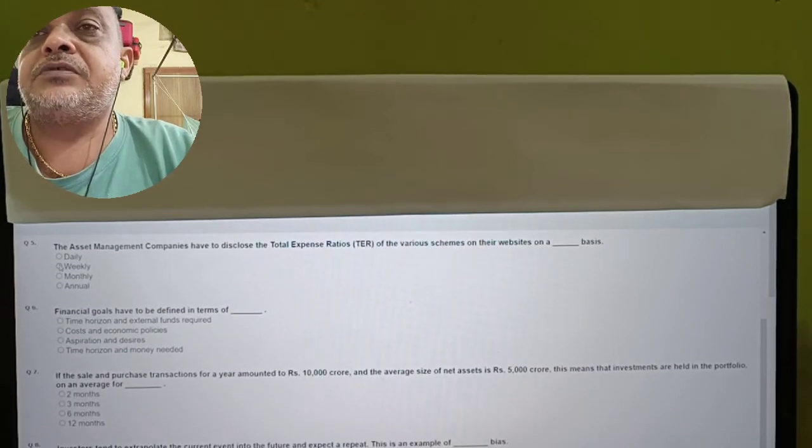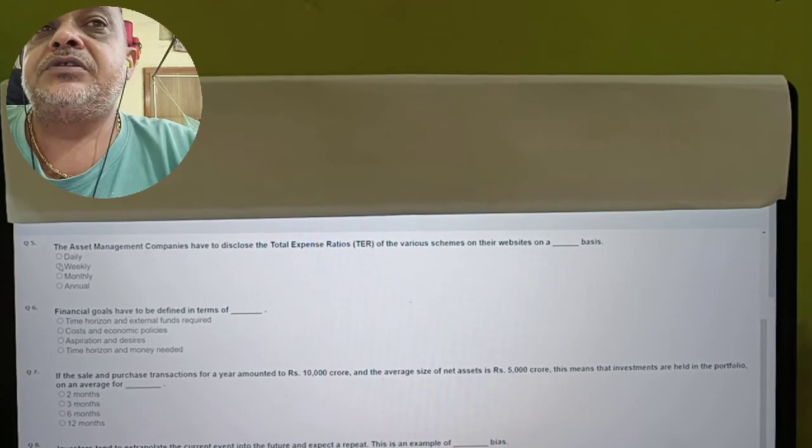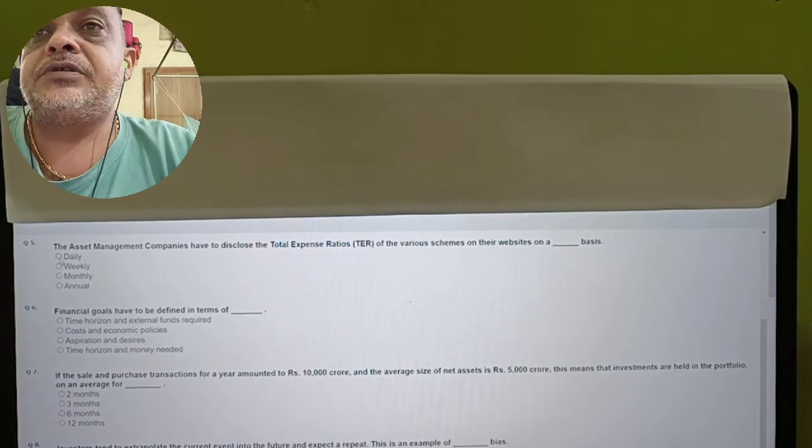Question number five. The asset management company has to disclose the total expense ratio, TER, of the various schemes on their websites on a daily, weekly, monthly or annual basis. It is daily basis.